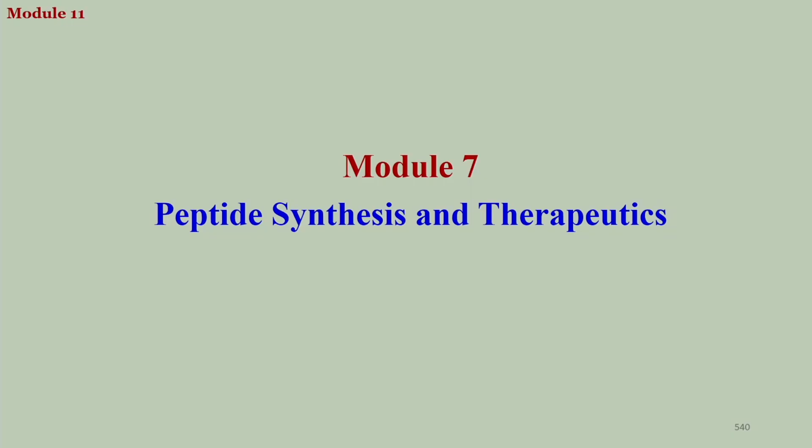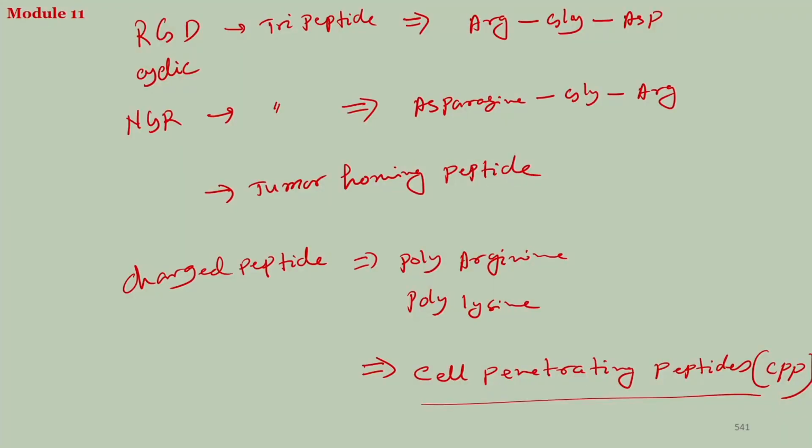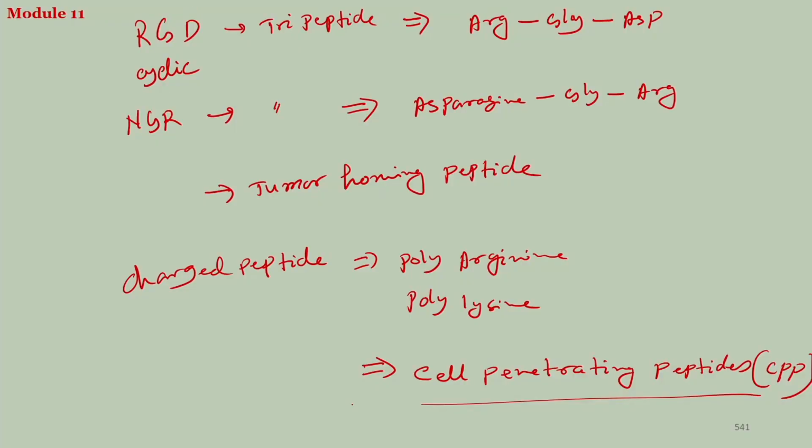Module 7 was again on organic synthesis. How can you develop short sequences of peptides in your laboratory, and their applications in therapeutics. Here we have seen that certain peptides show very good therapeutic activities, like RGD peptide, NGR peptide. These are basically tumor homing peptides, so that they can get into the tumor cells specifically. And then you have cell penetrating peptides, which are polymeric peptides with a high positive charge density, such as arginine, such as lysine, so that they can penetrate into the cells.